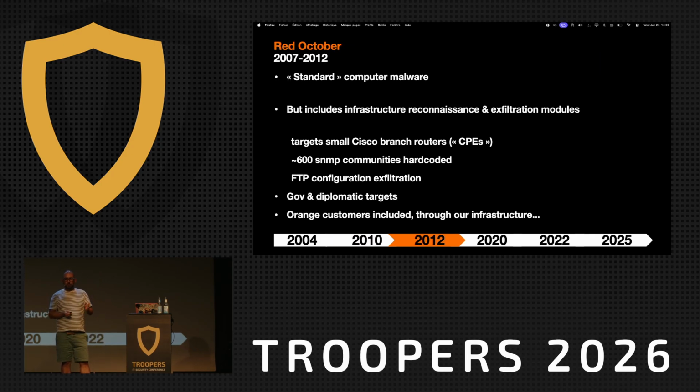Another malware, also probably of state origin, that was not a router malware, it was standard computer malware. Red October. But it was interesting in that if your computer was infected by Red October, it would scan your network, the LAN network of your company, for example, and it would try to find Cisco routers. If it found Cisco routers, it contained about 600 SNMP communities, and it would try to extract the configuration and then upload it to the attackers.